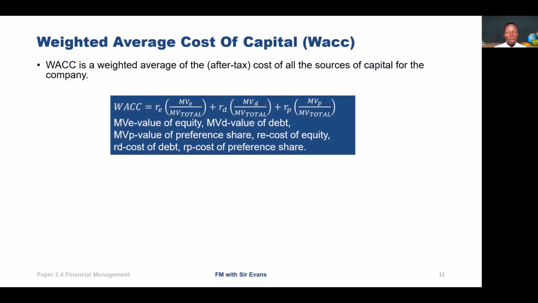So weighted average cost of capital is equal to, depending on the number of sources of capital, we have equity, debt, and preference shares, then the weighted average cost of capital is RE, being the cost of equity, times MV, the value of the equity, over the total value of capital, plus RD, being the cost of debt, times the value of the debt over the total market value, plus RP, being the cost of preference shares, times the value of the preference shares over the total market value.